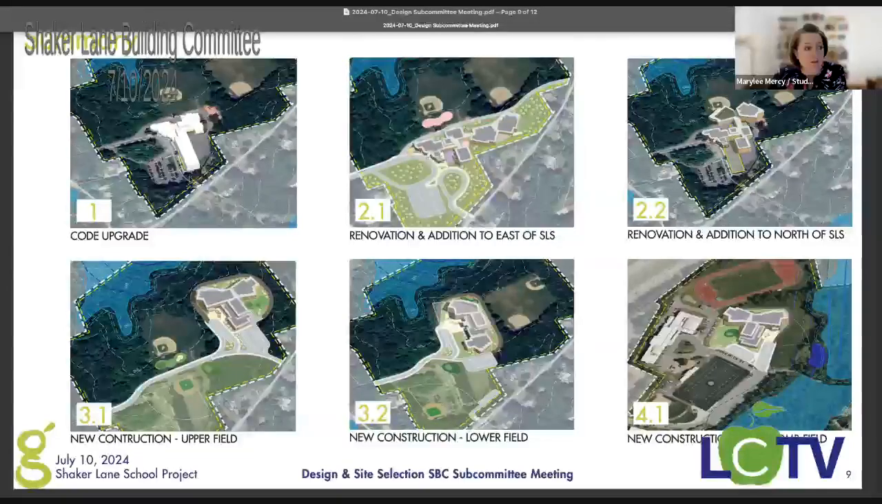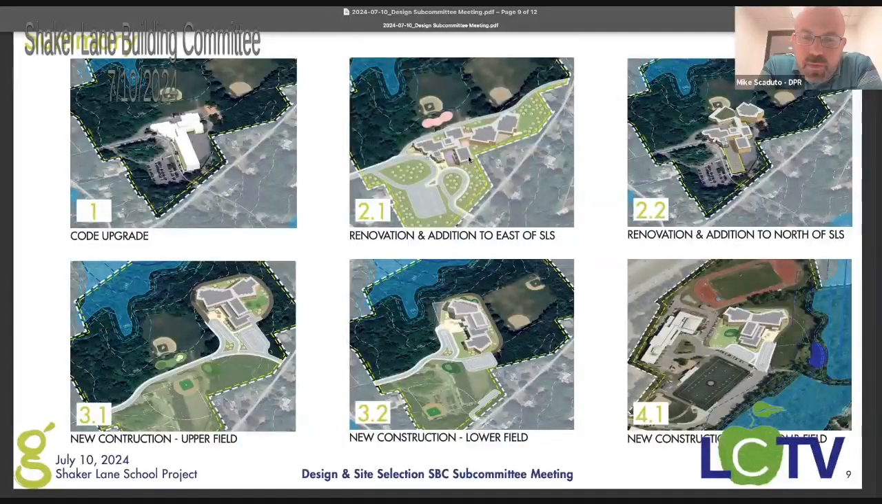All right. So option one, no addition, purely renovation. Option two, this rectangle right here is a new gymnasium. And this bow tie shape over here is a new academic wing. This is all existing Shaker Lane. When we make these connections right here, that would involve the removal of, I think, maybe 2 classrooms to get that connection, but those are made up for in this new academic wing, and that could be phased pretty easily because of the way the building is structured with the corridors.